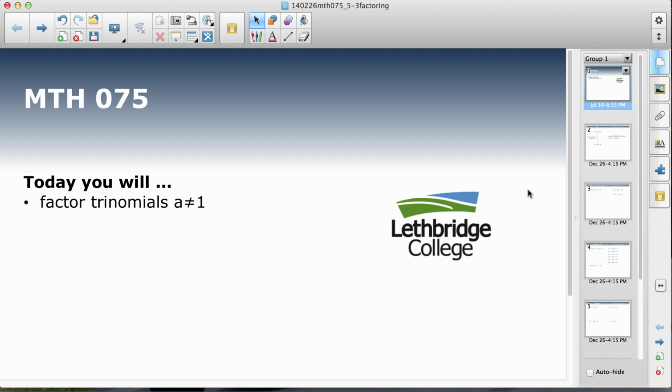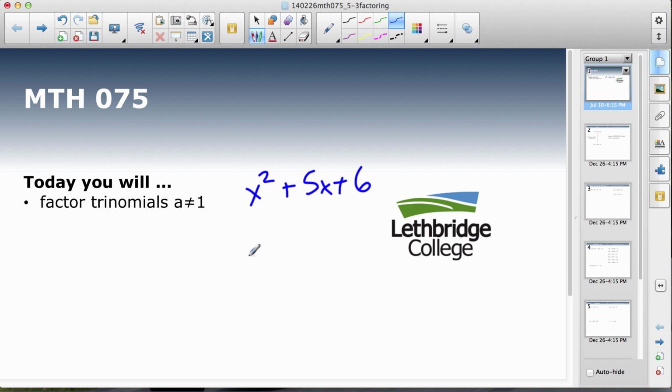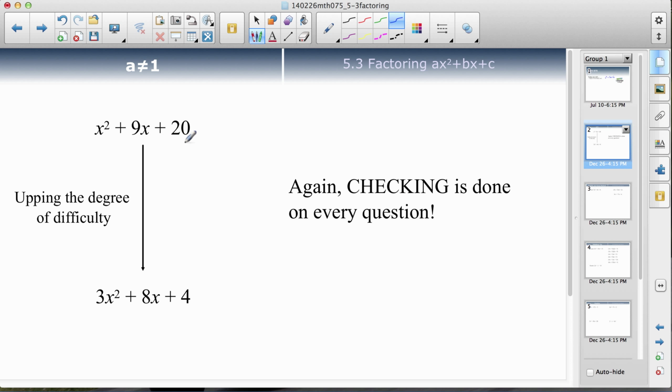Alright, in this video we are going to look at factoring trinomials where the number in front of the x squared is not 1. Like in the last section we factored polynomials like that. In this section we are moving from ones like this into looking at trinomials like that. And to factor those, there are a couple of different ways of doing it. We'll show you two different ways.